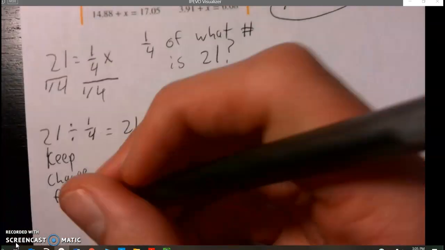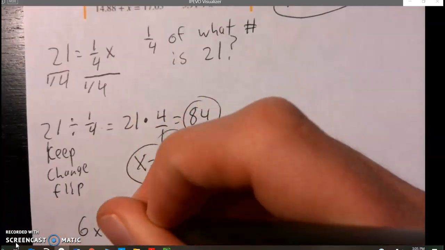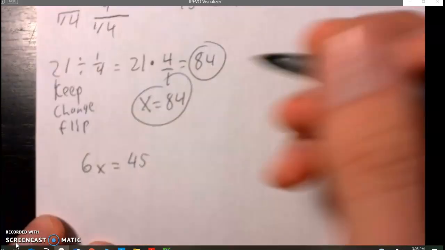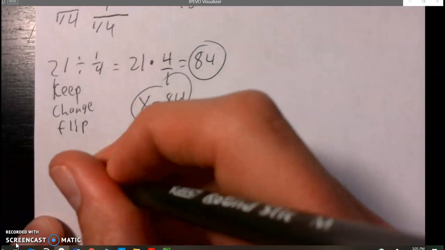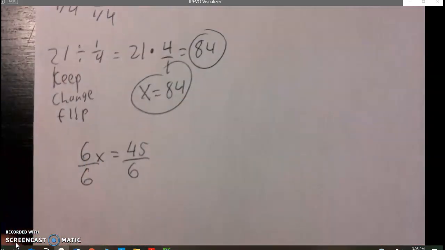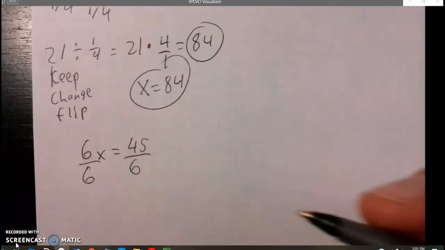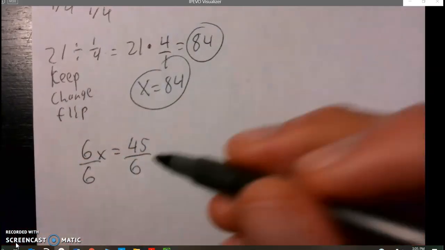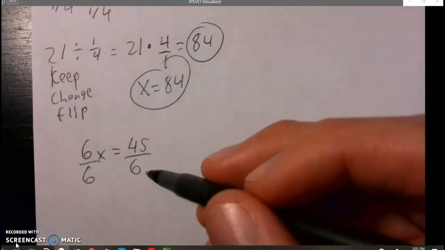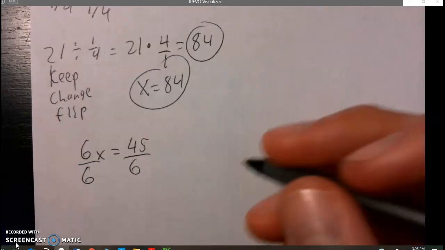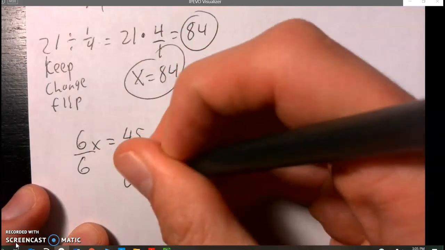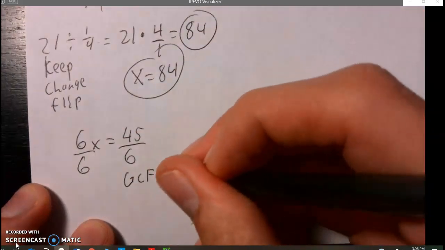6x equals 45. So 6 times what is 45? So, once again, multiplication next to notation. We're going to do the inverse here. Divide both sides by the coefficient. And so, what's interesting though, 45 is actually not a multiple of 6. 45 cannot be divided by 6 evenly. So that means we're going to have to find our GCF here, okay, to simplify.